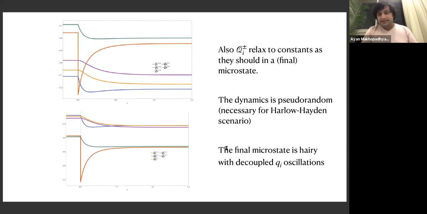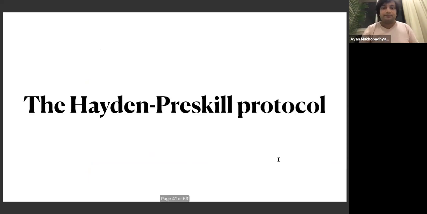And the other thing, which I don't plot here, is that the final microstate actually has this kind of decoupled QI oscillations. So a very, very tiny, although the total energy in the hair is conserved, some of the potential energy is unlocked, and it goes into some kind of decoupled oscillations, which is here, the QI.